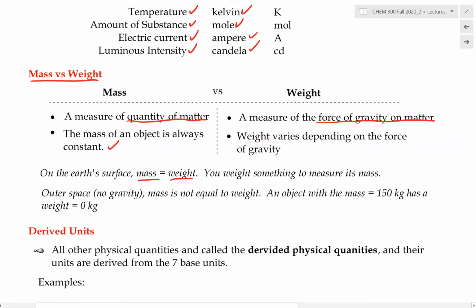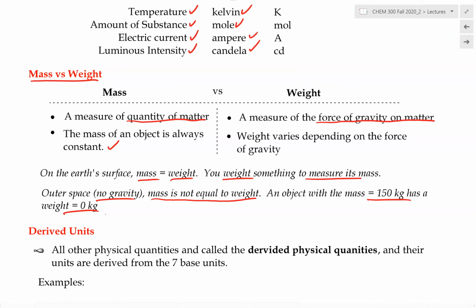So therefore, on the Earth's surface, mass equal to weight. So this is why that we see both of this terminology right here are being used. So you would weigh something to find the mass of that something. Now, if you were to go out of space where there's no gravity, then mass and weight are no longer the same thing. You can have an object with mass equal to 150 grams, and now its weight would then equal to 0 kilogram when it is out of space.